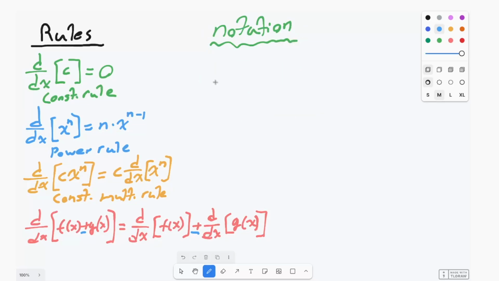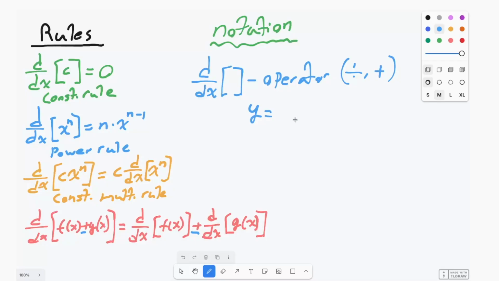One final comment on notation. So we've been working with the derivative operator, d/dx, of some function. This is the operator that tells us to take a derivative, the same way the division operator tells us to divide, and the addition operator tells us to add. The d/dx is an operator. Let's say we have the function y equals x squared. This whole time, we've just been writing down our d/dx of the function x squared.